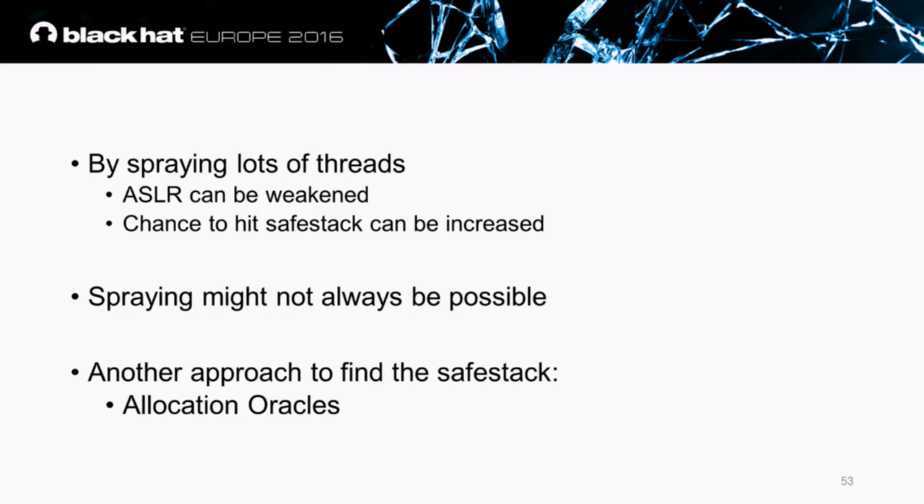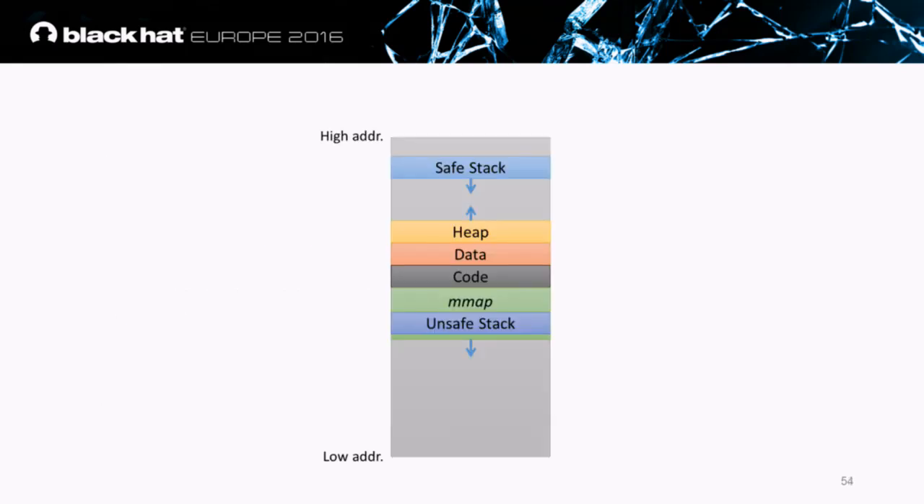For this, there's a new approach. You can use allocation oracles. Quite interesting. Let's see what it is. So let's look at the memory space again. We want to find the safe stack, but there are no pointers to it, as we assumed, and we cannot spawn threads. So how can we find the safe stack?